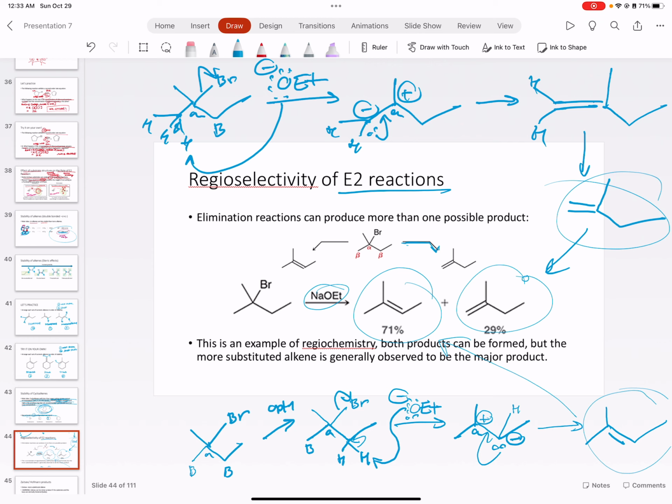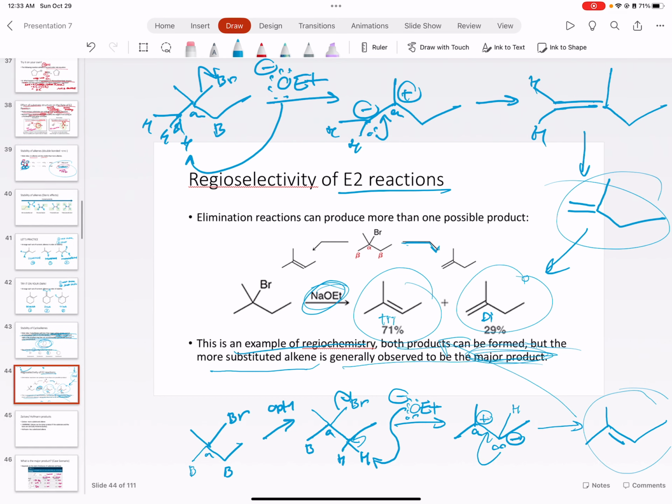So then you can see that I was able to get 2 different products using that same base. And as we saw before, this is an example of regiochemistry. Both products can be formed, but the more substituted alkene is generally observed to be the major product. So in this case, the major product is going to be the trisubstituted over the disubstituted. As we saw, trisubstituted are more stable than disubstituted. So that's why that one will be the major product.